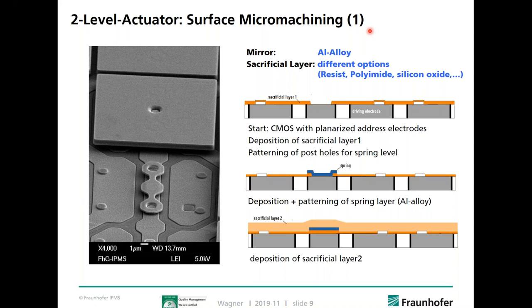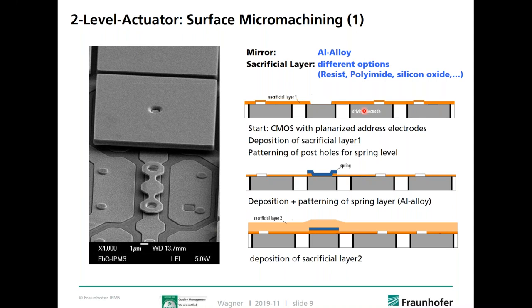So the other area which we don't use here is so-called bulk micromachining, where the MEMS structures are formed from the silicon bulk itself. If you look into these cross sections, we start with some CMOS. So you see here driving electrodes. This is, let's say, the upper levels of a CMOS wafer, a CMOS circuitry. We start with that, do some planarization, and put what we call a sacrificial layer on top.